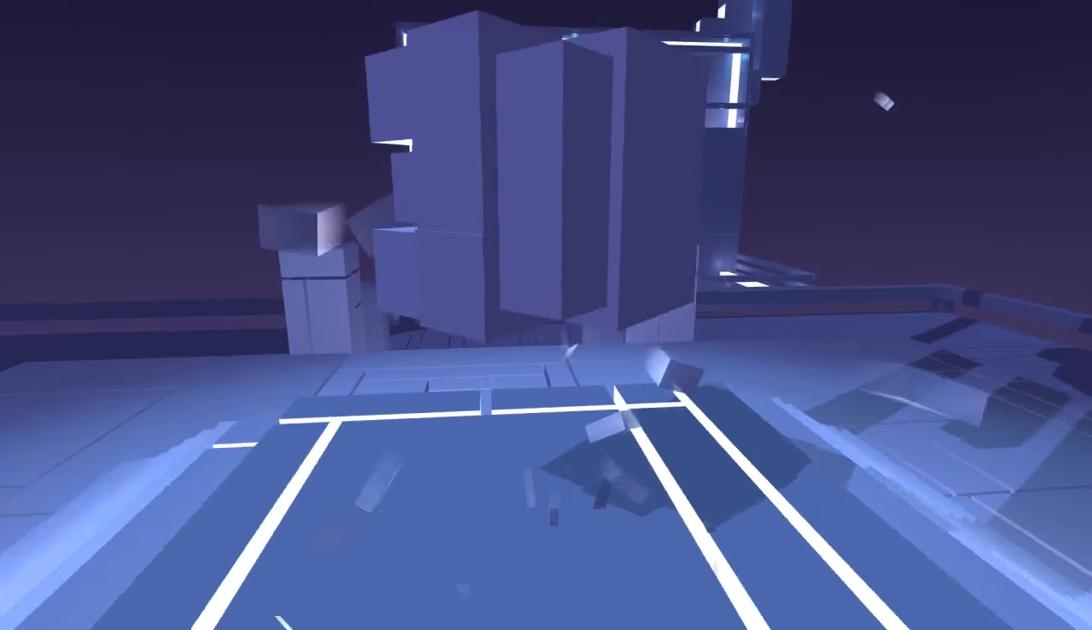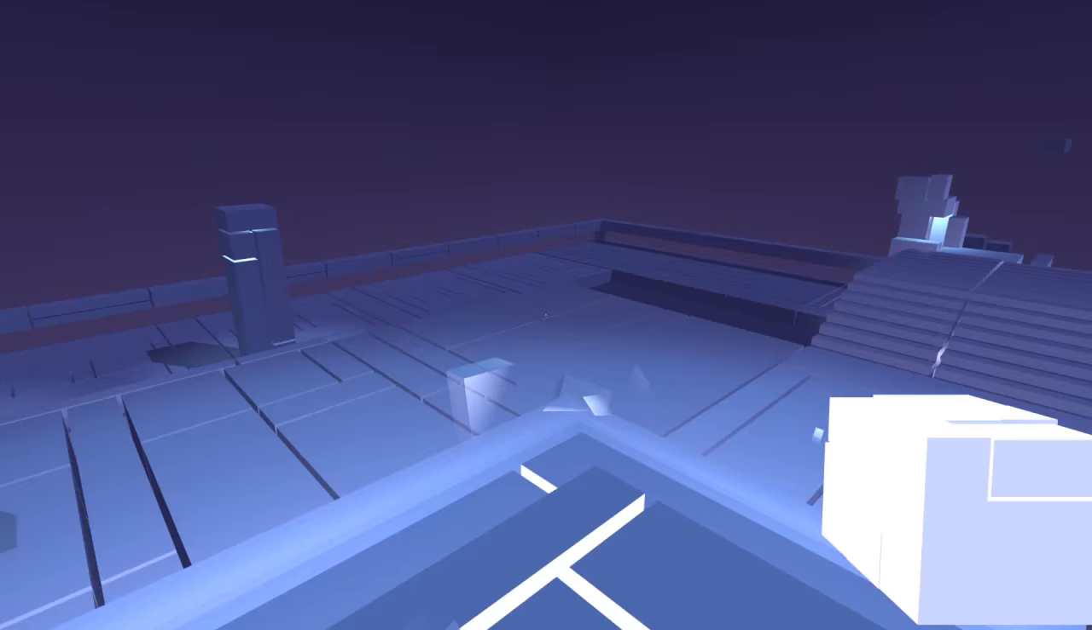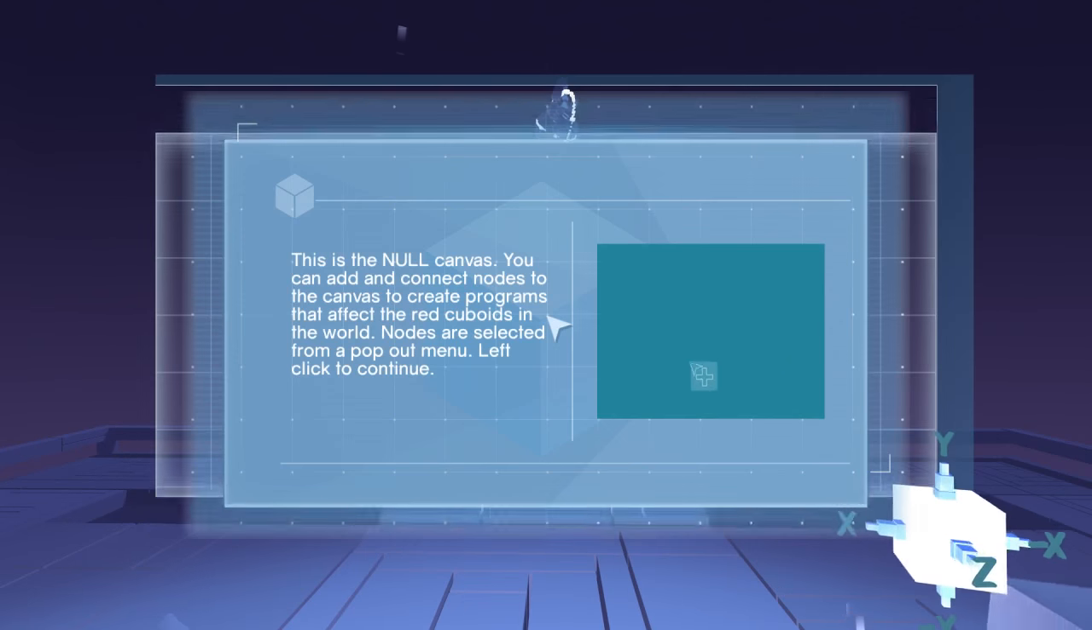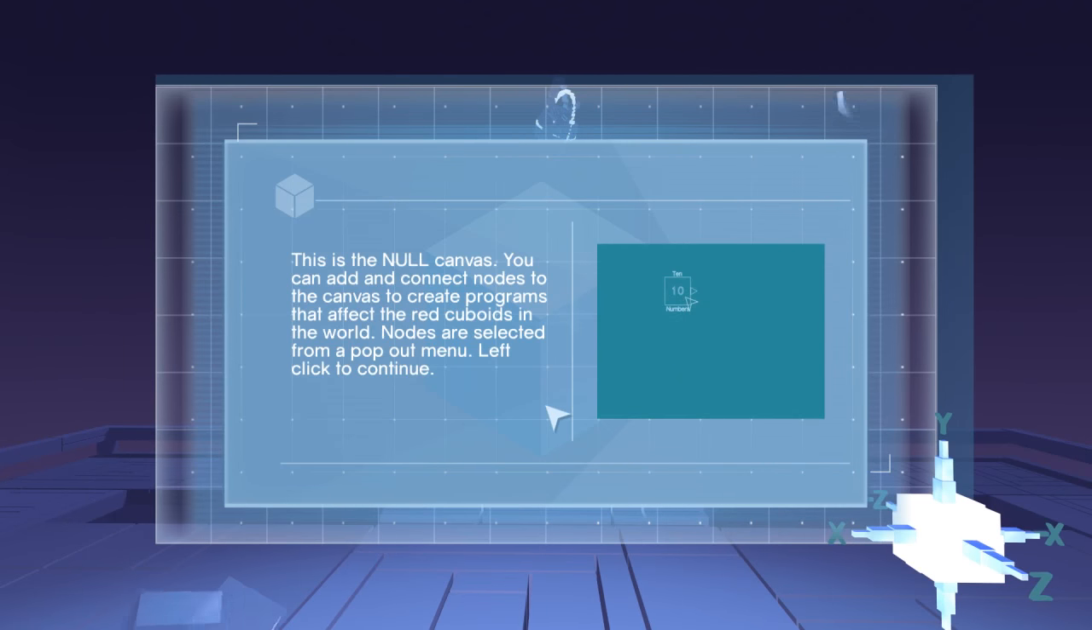Hi? Do I walk into you? This is the null canvas. You can add and connect nodes to the canvas to create programs that affect the red cuboids in the world. Nodes are selected from a pop-out menu. Left-click to continue.